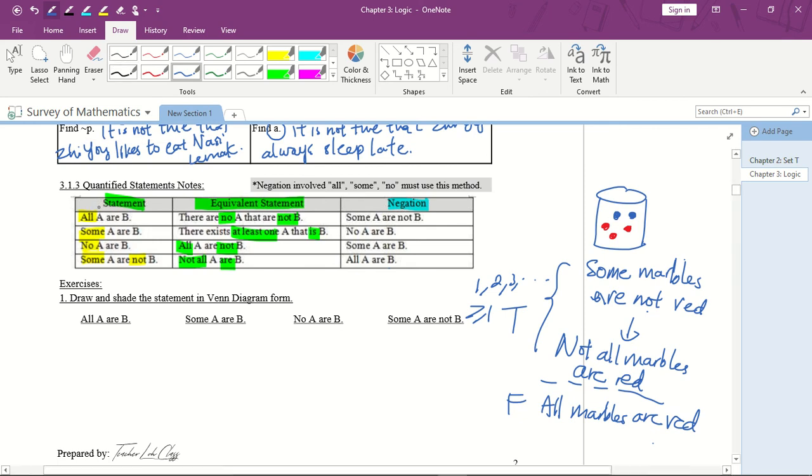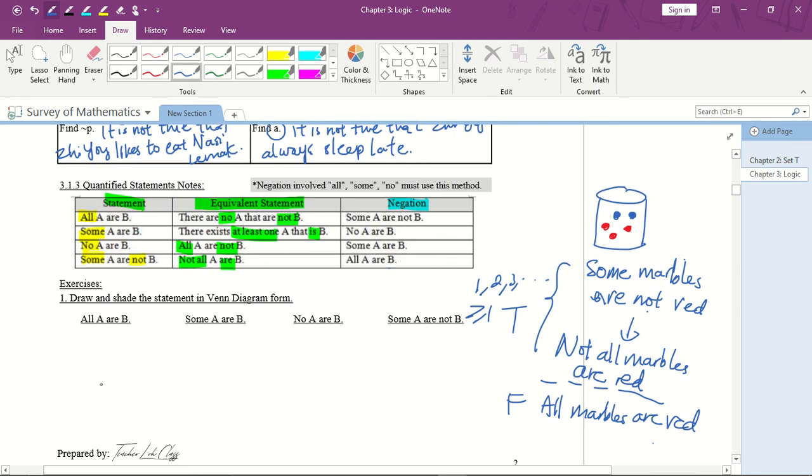Now let's look at the exercise. Draw and shade the statement in Venn diagram form: all A are B, some A are B, no A are B, some A are not B. I believe you have learned the Venn diagram in the previous chapter, chapter 2. If you don't know what a Venn diagram is, you better go back and look at the chapter 2 video. But it's okay not to know it for the next one. Here you need to know it.